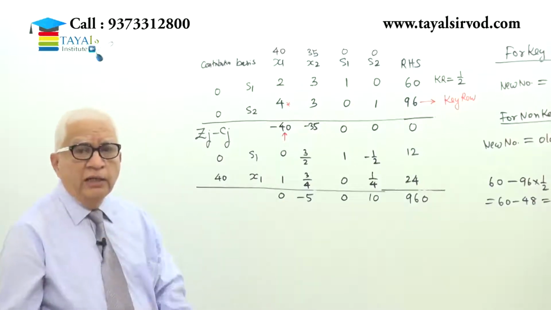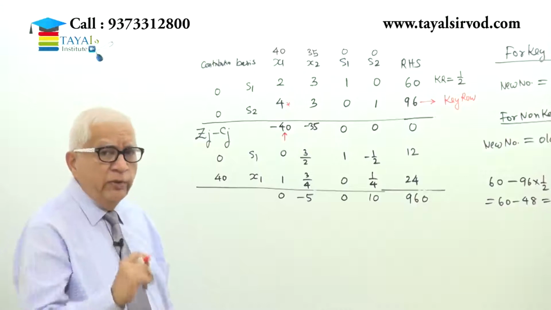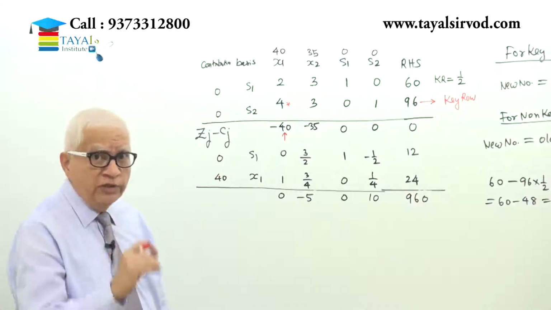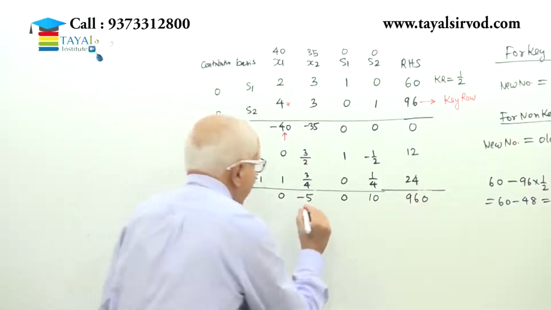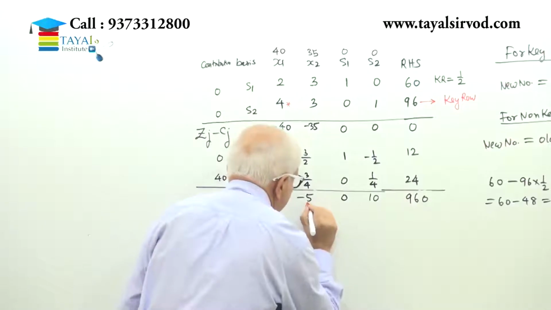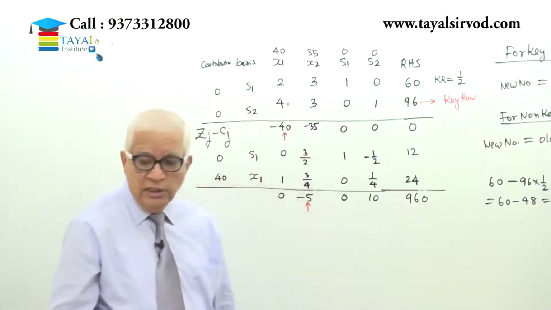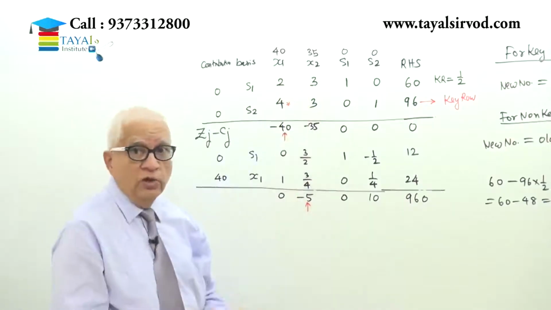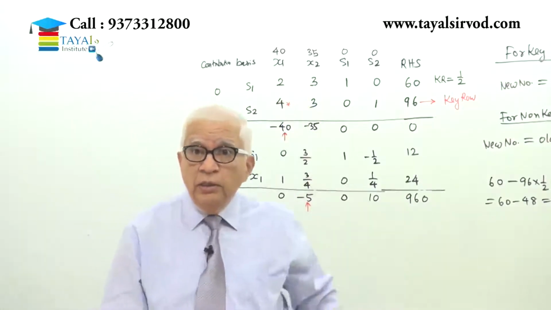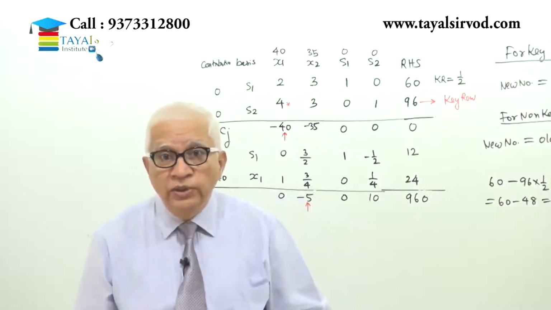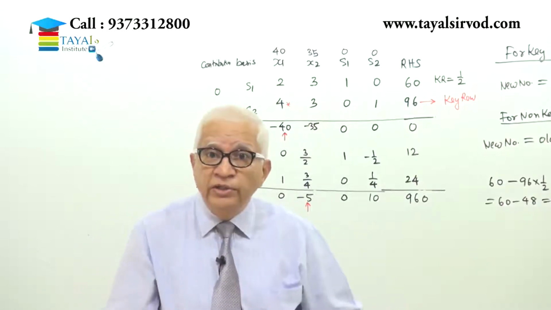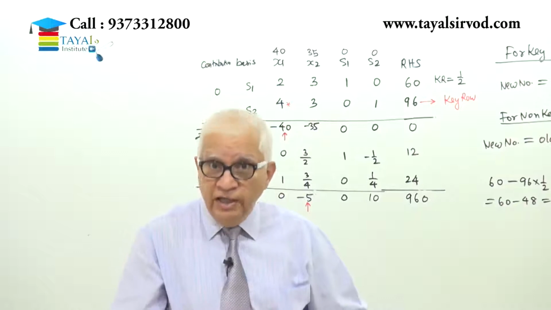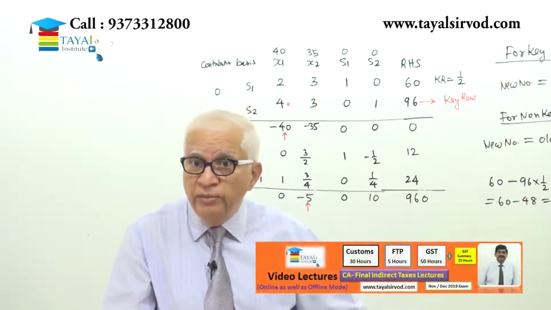If you find a negative number or more than one negative number in the index row, choose the one which has the highest value and put an incoming arrow under this number. Which is this column? X2 column. What does it mean? Variable X2 is now trying to enter the basis.